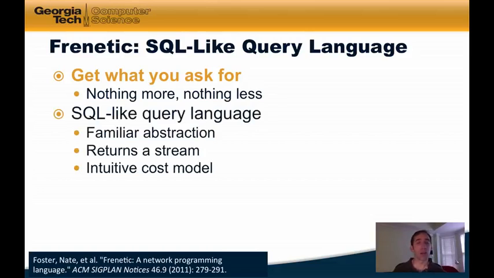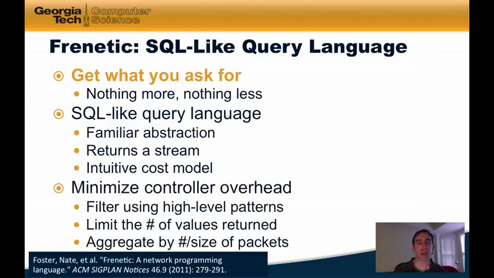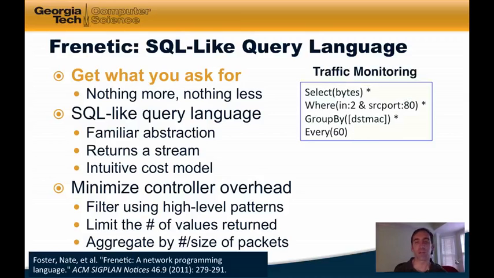It is a SQL-like query language that offers a familiar abstraction and then returns a stream of packets over which the programmer can issue subsequent queries to get exactly the type of information that the programmer is looking for from the network. The Frenetic runtime is designed to minimize controller overhead. It filters traffic using high-level patterns, it limits the number of values that are returned, and it aggregates queries according to the number and size of packets.